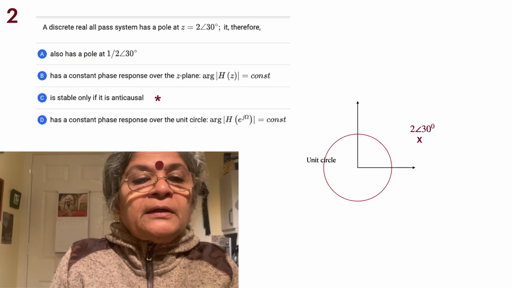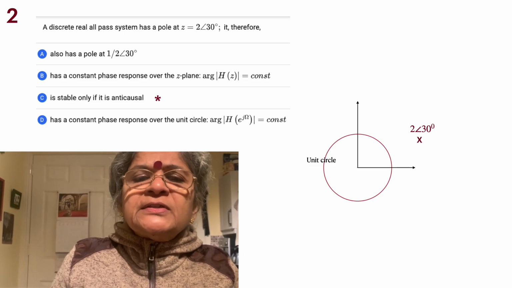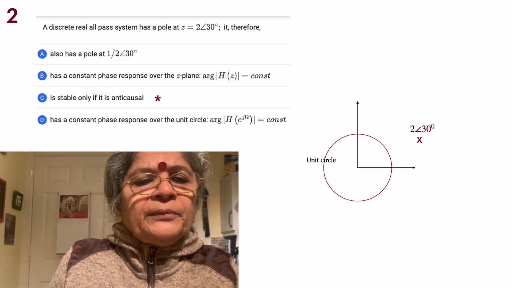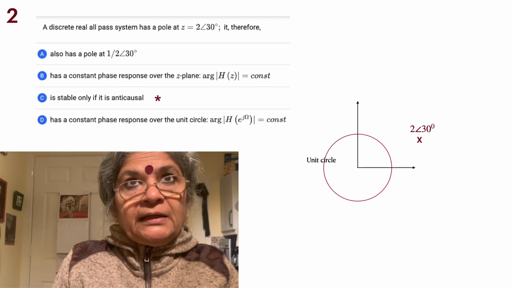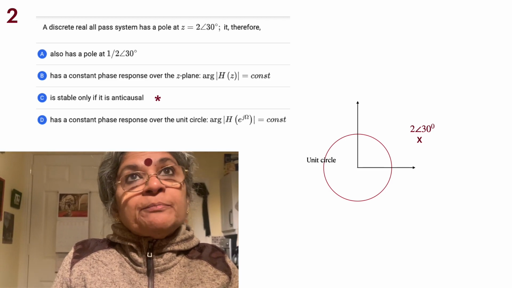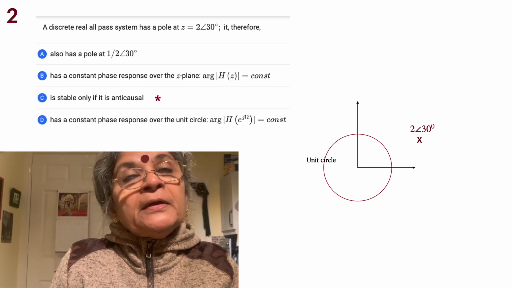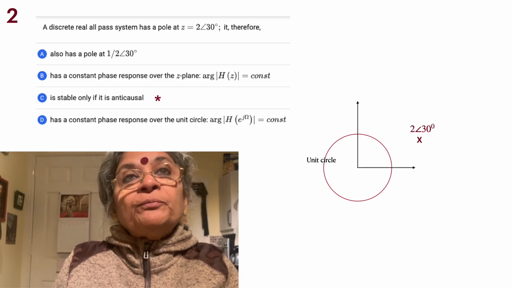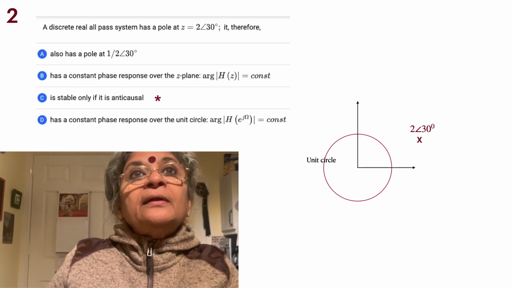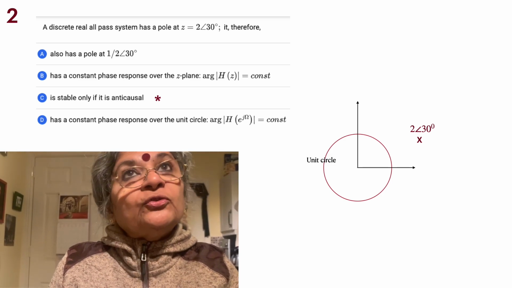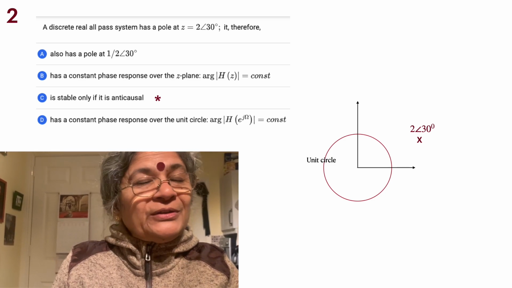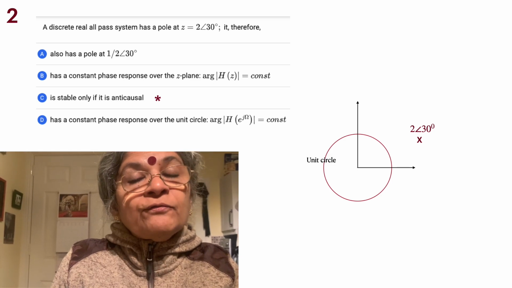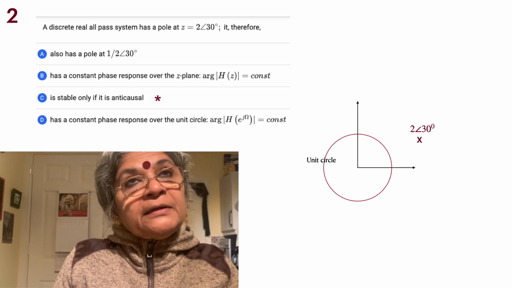So let's see. It has a constant phase response over the z plane? No. Now when we come to C, we see that it is stable only if it is anti-causal. That's right, because a causal system which has a pole outside the unit circle is not going to be stable. But if it is anti-causal, you can simply take the reciprocal of 2, so it's going to be 1 by 2, which tells us that it is a stable system. So for the system to be stable, it has to be anti-causal.